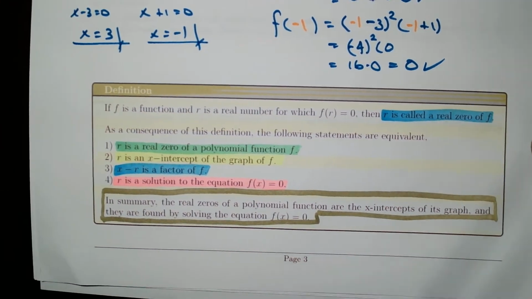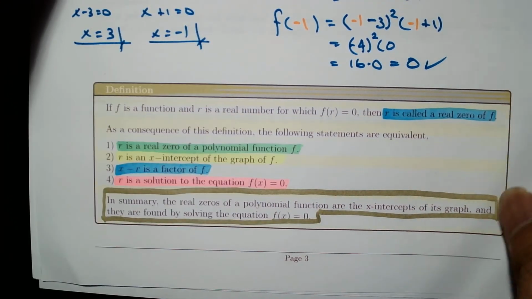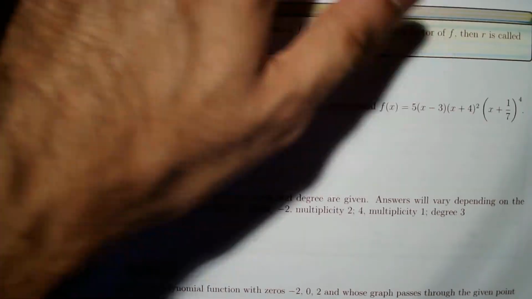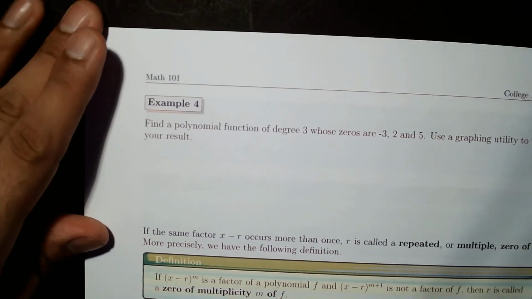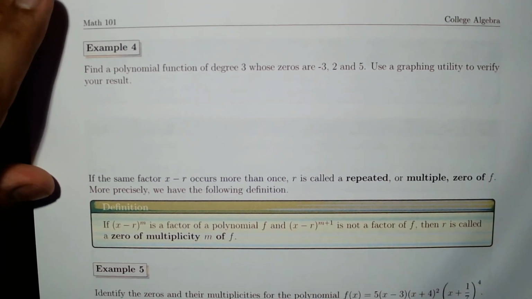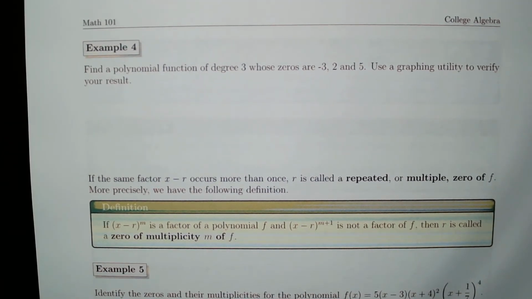Okay, now what's next? Let's put this in action. Find a polynomial function of degree 3 whose zeros are -3, 2, and 5. Use a graphing utility to verify your result. All right, so let's see.